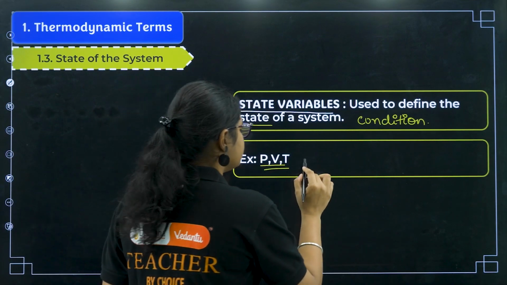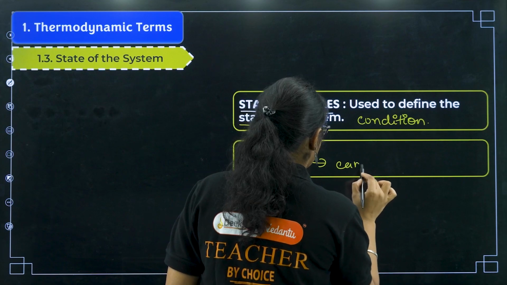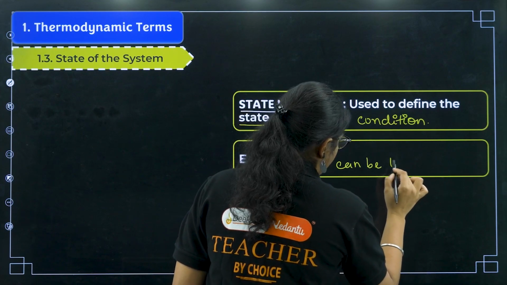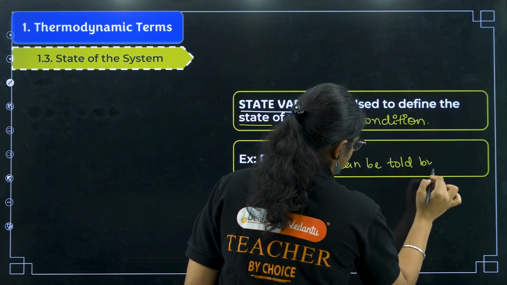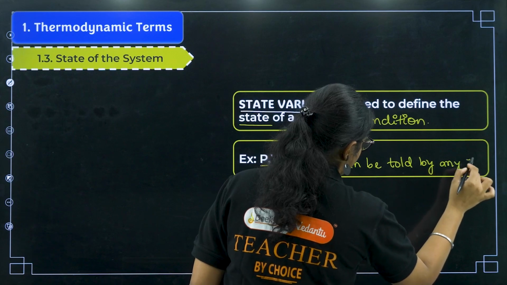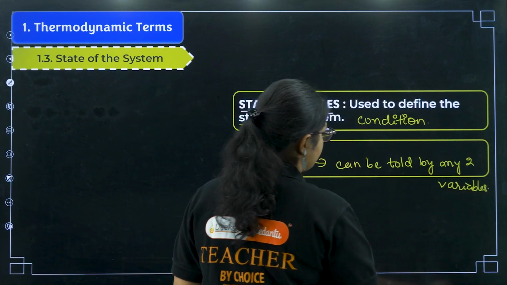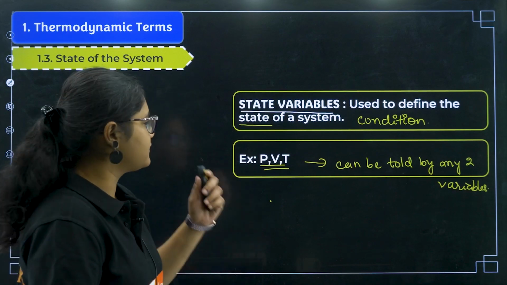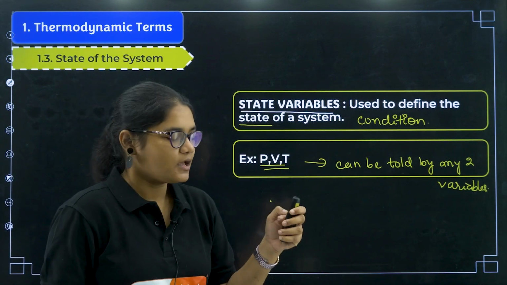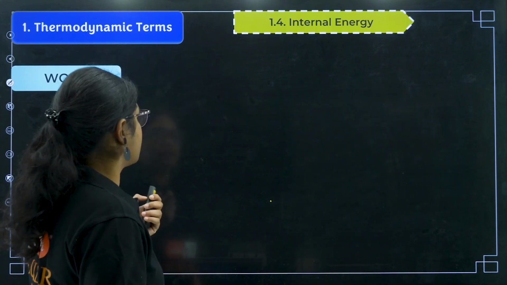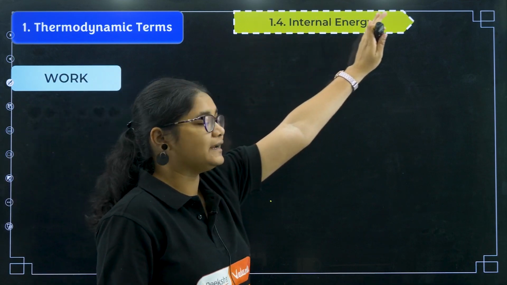So, generally the state of a system can be told by any two variables. Sometimes we need even one, sometimes it can happen even with three. So this is all about the state of a system. Next we will come to work. Okay, next we will talk about internal energy.